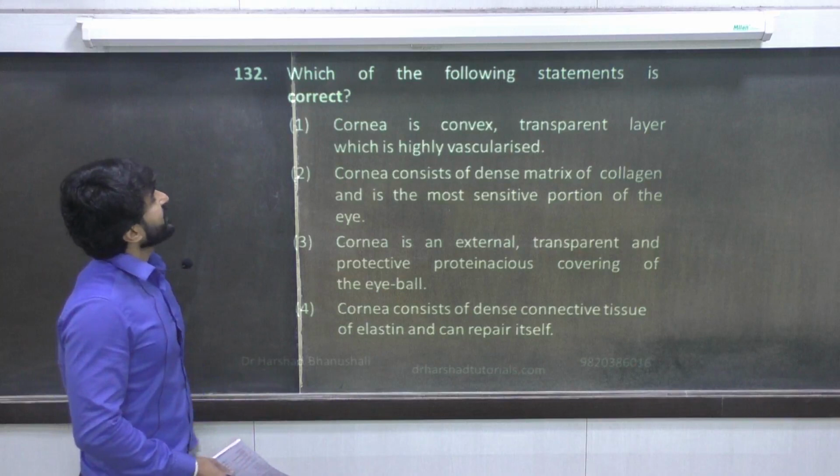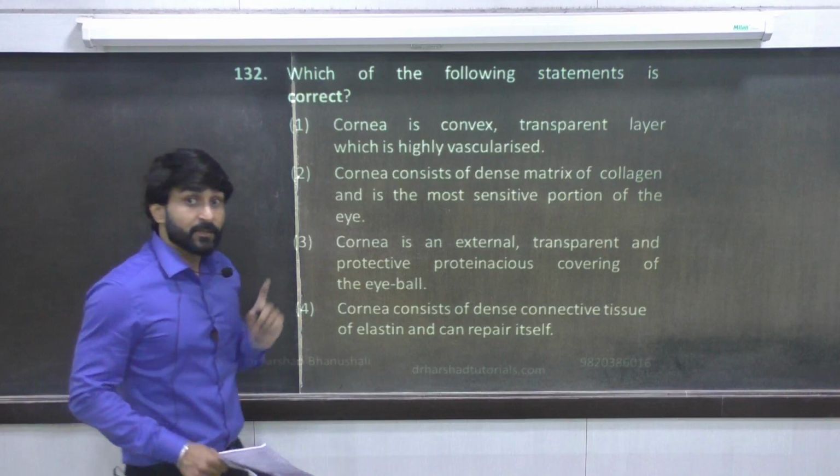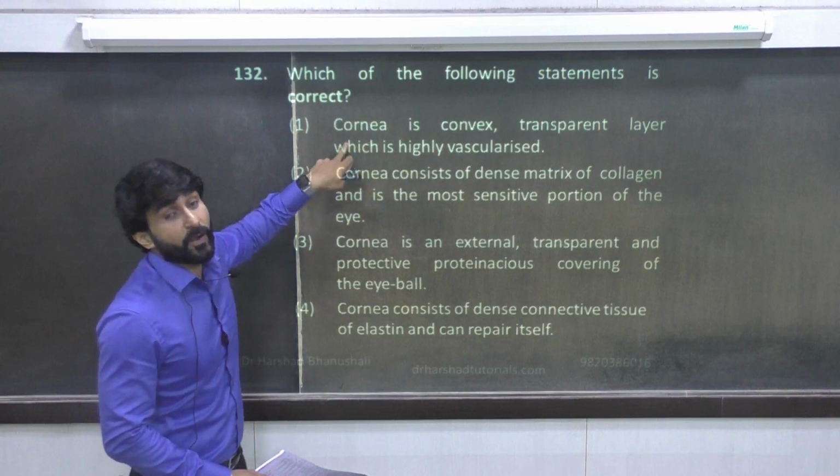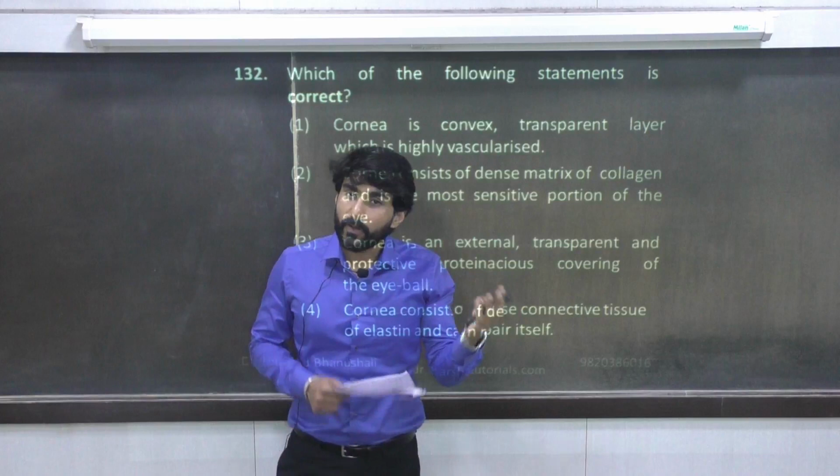We go to the next question, that is question number 132. Which of the following statements is correct? Now, again, this is a question which is not from your NCERT. It's an outside question according to me. 1. Cornea is a convex transparent layer which is highly vascular. Wrong. This is a wrong statement. Cornea is avascular. That is one reason why cornea can be easily transplanted, because it does not have blood supply. So statement 1 is wrong.